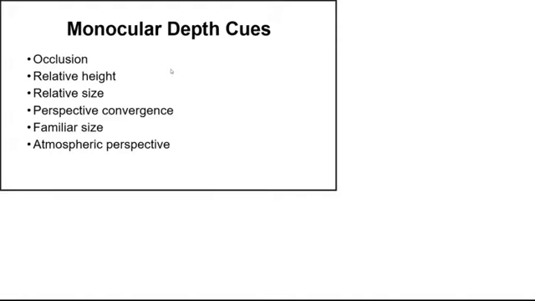And then we can rely on familiar size, which is kind of like that relative height and relative size, where instead of just relying on, okay, well, there's two cars and one is much larger than the other, so the larger one must be closer, we can just say, well, we know how big cars tend to be, so I can guesstimate how far away it is based on what I know.